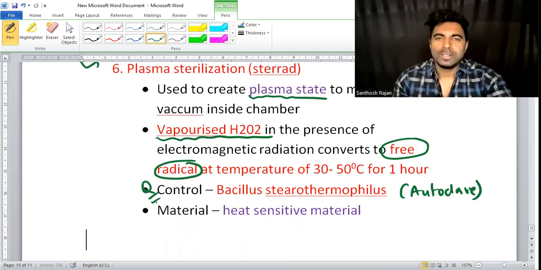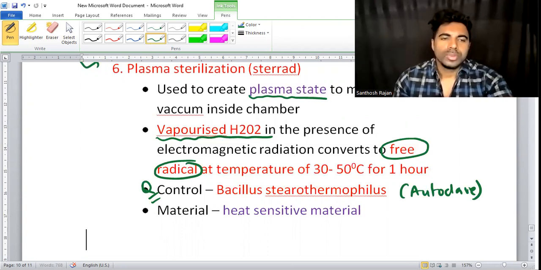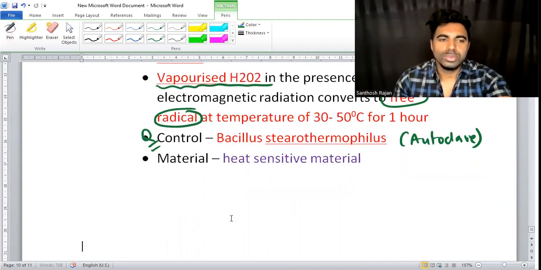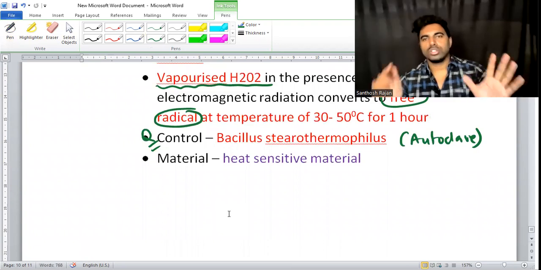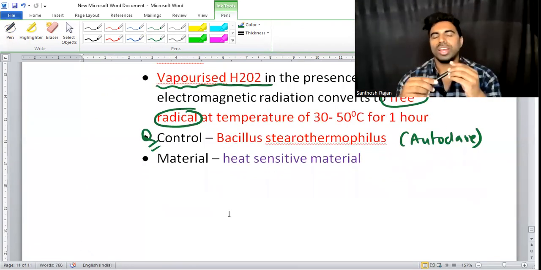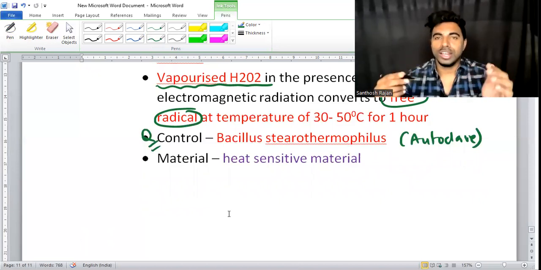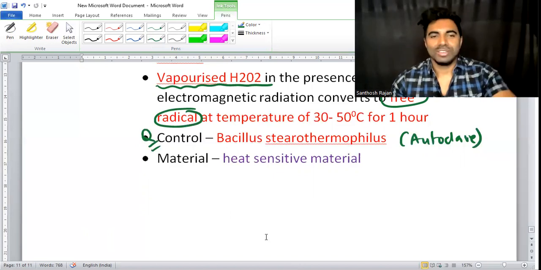Okay. And then the other one is heat-sensitive material. The materials in plasma sterilization are usually heat-sensitive materials. Okay, that's all. These are the few things you have to remember: in sterilization, all the temperatures are very, very important, and the biological controls are important, and what substances we're going to use. Then for rapid revision, I'll talk about this later, but right now, this is the thing for sterilization.